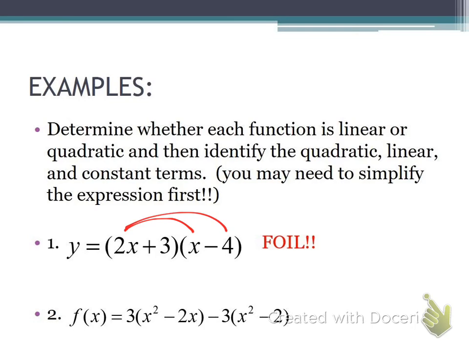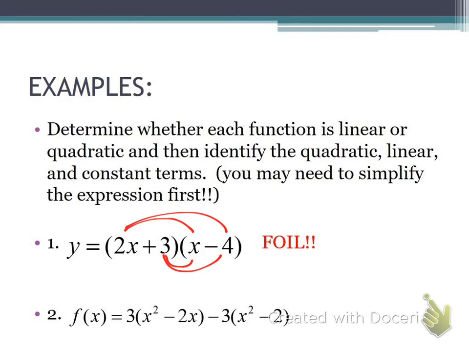So we distribute the 2x to both terms in the second set of parentheses. We distribute the 3 to both terms in the second set of parentheses. The first, outer, inner, last refers to multiplying the first terms together, the outside or outer terms together, the inside terms together, and then the last terms together. It's the same thing either way. We're multiplying these two binomials together.